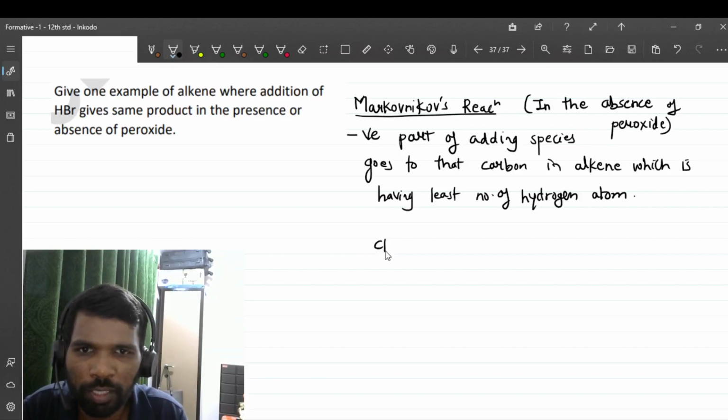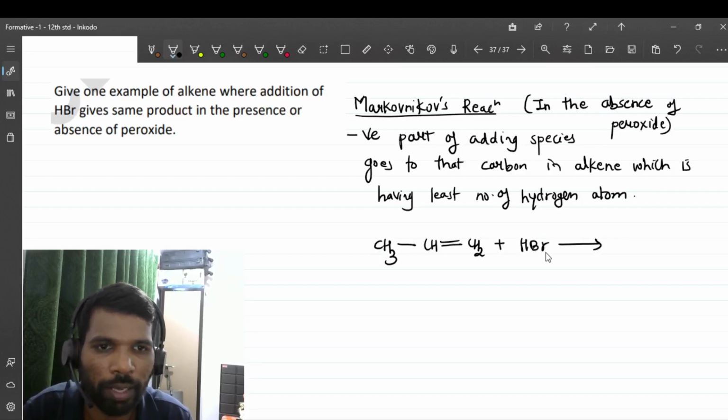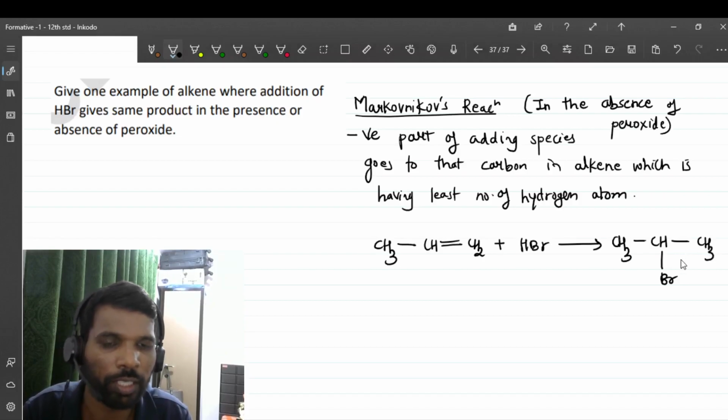Means if it is this alkene, CH3, CH, and CH2, the negative part will go to the carbon which has fewer hydrogens, and the positive part will go to the other. If we are adding HBr in the absence of peroxide, Br minus is negative, so it will go over here. You are going to get CH3, CHBr, CH3, with one hydrogen connected to this.